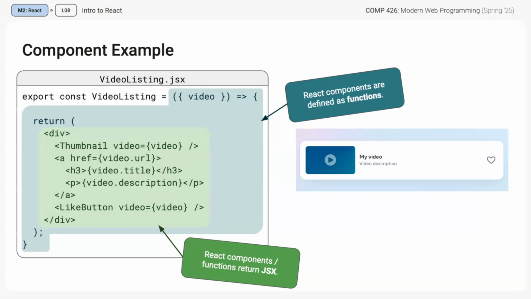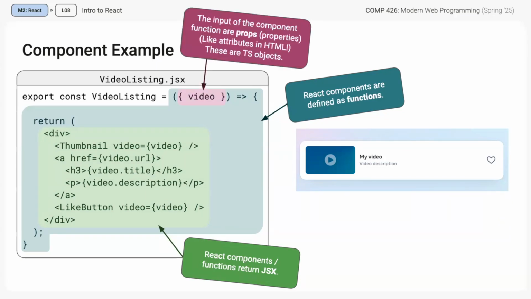And another really cool thing is that our components can take in custom, what we call props, short for properties. And these are similar to attributes in HTML. So for a link, you could pass in href, and that would be the URL that you click on. Here we can pass in entire JavaScript or TypeScript objects as input into our components. So in this case, I have a VideoListing. This is supposed to represent the UI for one video, maybe in some sort of video app like YouTube. And I can pass in an entire video as a parameter into my component.